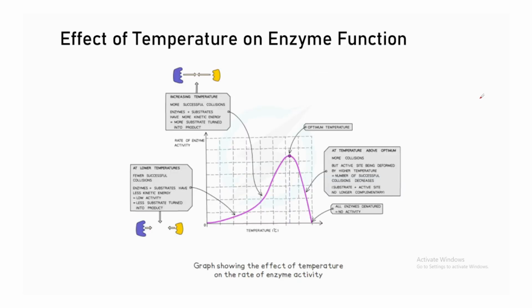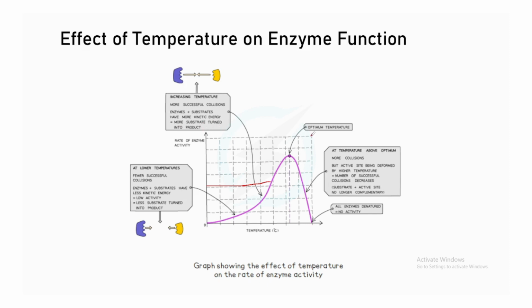Effect of temperature on enzyme function. This is the graph which is very important and this often comes in the exam. At low temperatures, fewer successful collisions, so enzymes and substrates have less kinetic energy. So low activity and less substrate turned into products. See, these are low. And if we increase the temperature, more successful collisions will happen as the kinetic energy is more in the molecules, so they will collide with each other, and enzymes and substrates have more kinetic energy, so more substrate turned into product.